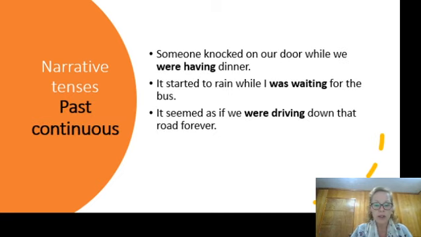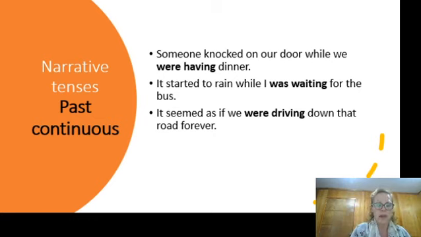Our next narrative tense is the past continuous. This is something that you can use in conjunction with the simple past when something happened and another event interrupted it, okay, or something that was just happening at a continuous state in the past. Look at these examples. Someone knocked on our door while we were having dinner. We have the word knocked in simple past because this is just a one-time occurrence, and we were having dinner. This was a prolonged event.